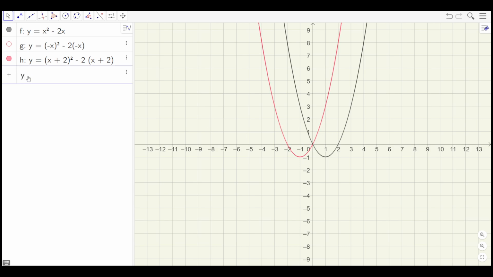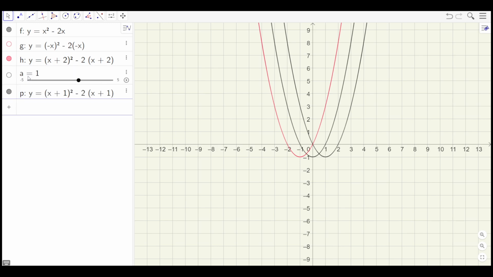So what can I do? I can write y is equal to, instead of writing x plus 2, let me write x plus a. If I remember correctly, GeoGebra will provide a slider for it. So to the power of 2, and then I go down minus 2 times x plus a. As soon as I press enter, GeoGebra will provide a slider that I can change.